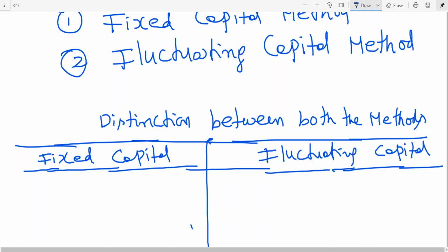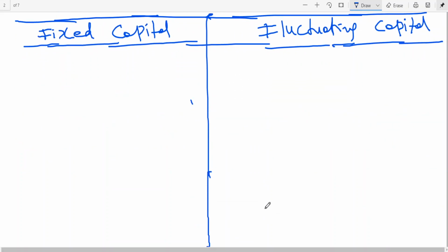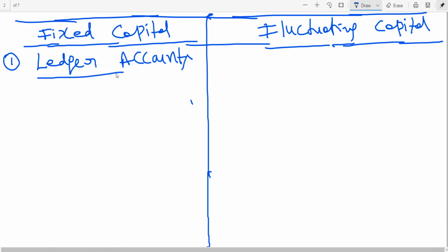In that context, you are having 2 methods. One is fixed capital method, other one is fluctuating capital method. Okay, let us see now. Fixed capital method. Here I am writing point number 1: ledger accounts that you need to open.